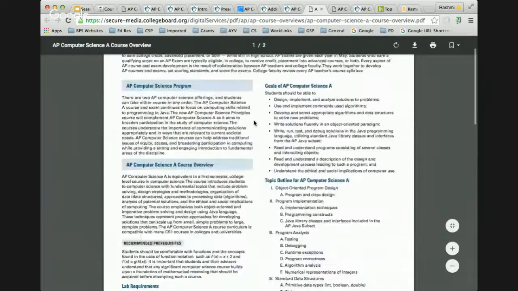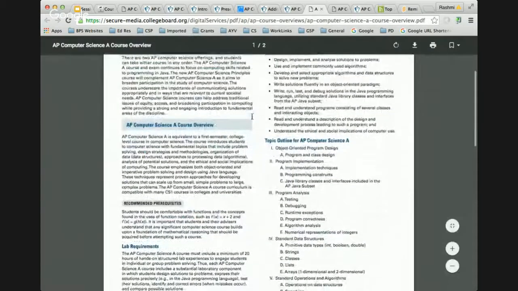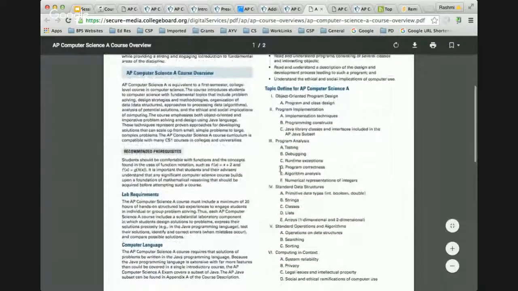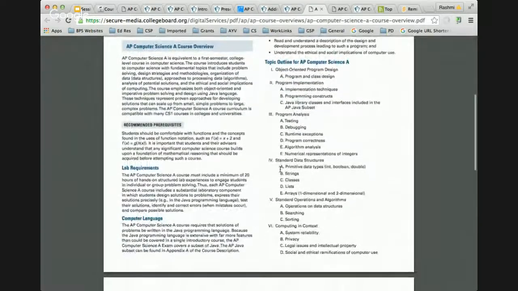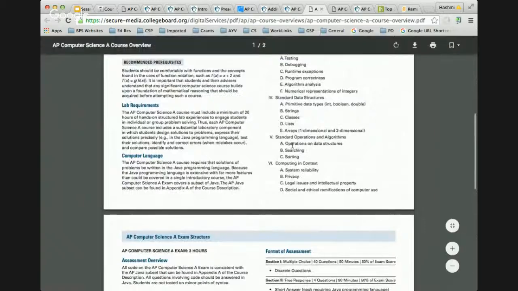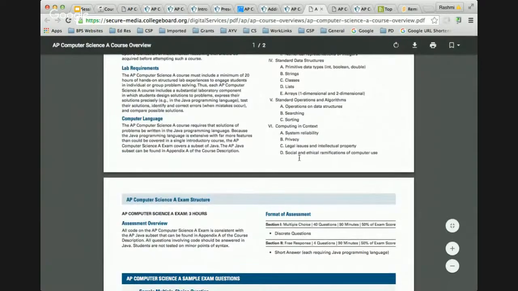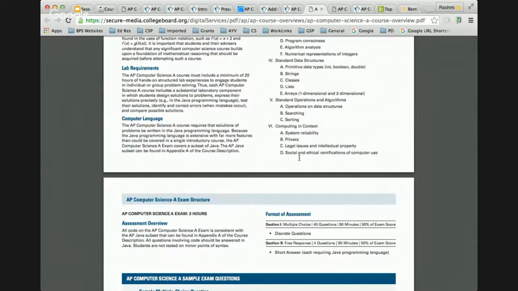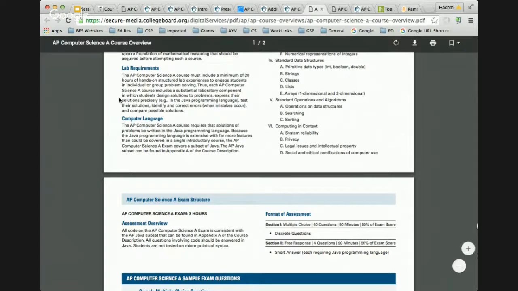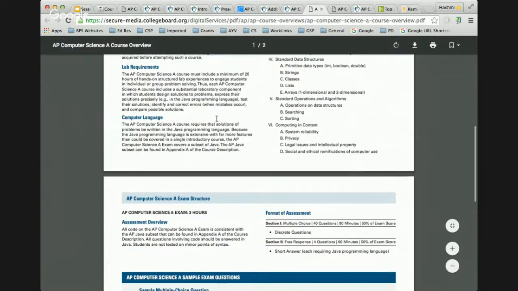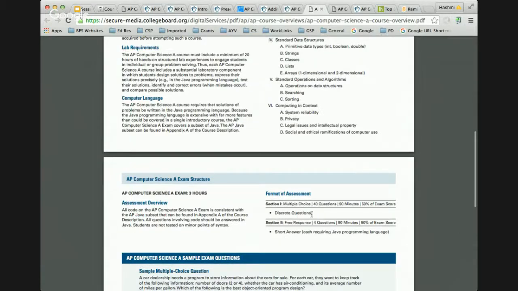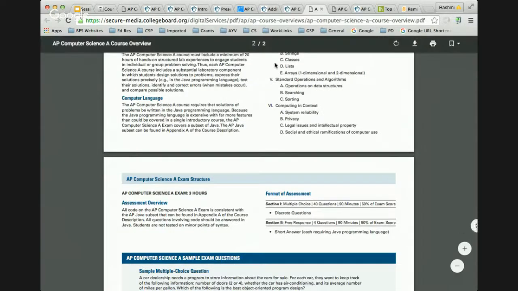This is a quick course overview of AP Computer Science A. Topic outlines, as you can see, are very highly focused on object-oriented program design and specifics of programming. It's a very wonderful course in terms of learning an object-oriented language. Java may not be implemented 10 years from now, but the concepts really stay with you. So it's a great course. There is a lab requirement, and the exam structure is multiple choice 40 questions and free response 40 questions.